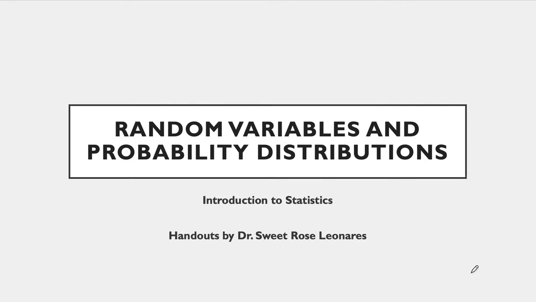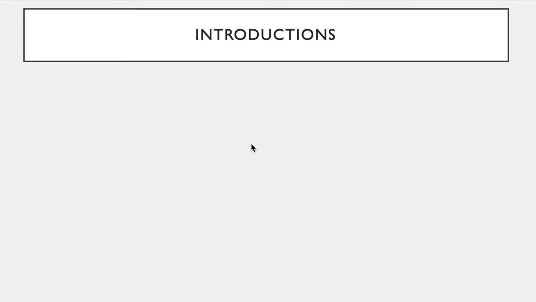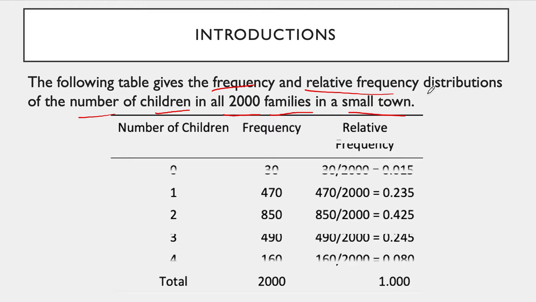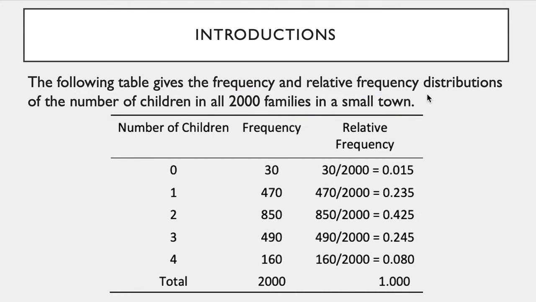We're in our next video in the introduction to statistics, and we're going to continue what we have started in our lessons in probability. Here, we're going to talk about random variables and probability distributions. So let's start with the introductions. We will consider this illustration. The following table gives us the frequency and relative frequency of the number of children in all 2,000 families in one particular town. So we're going to consider this example.